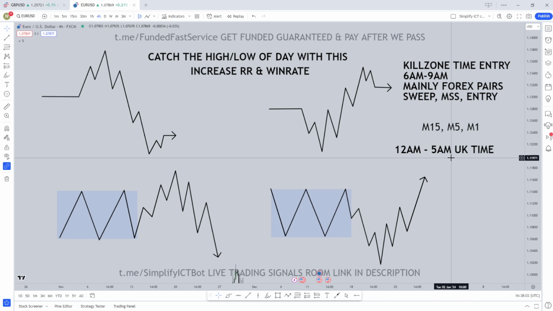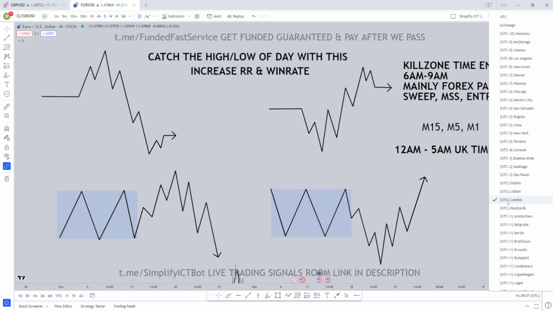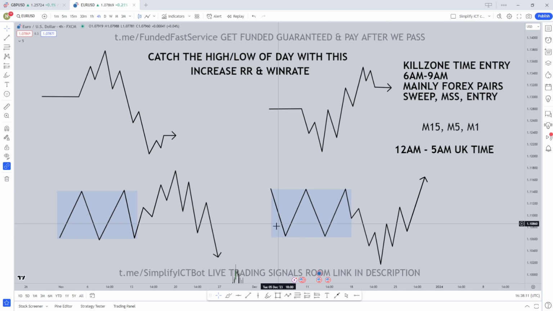And also, if you want to get your TradingView charts in the UK time zone, all you have to do is click here and look for the London time, and that will show it in the bottom right corner right there. So from 12 a.m. to 5 a.m. UK time, you're going to see a consolidation. Why? Because there's lower volume in the markets. There's not as much liquidity trading at that time.